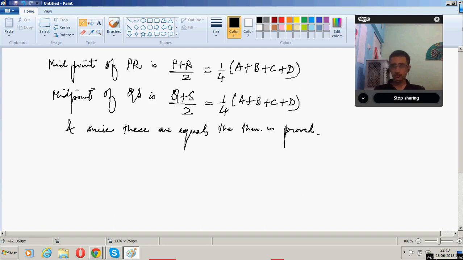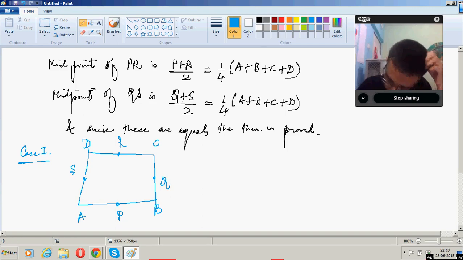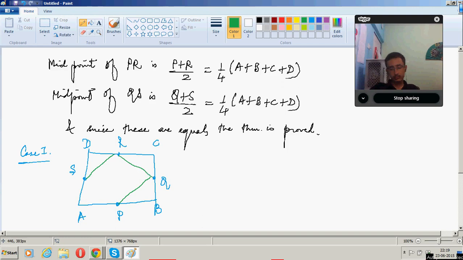So I will show you the diagram, otherwise it becomes quite complicated. There are two cases here. Without recourse to algebra, there are two cases here, and if we try to prove it in a pure plane geometry way, suppose this is A, B, C, D. Then consider the midpoints P, Q, R, S. This is case 1. Case 2.